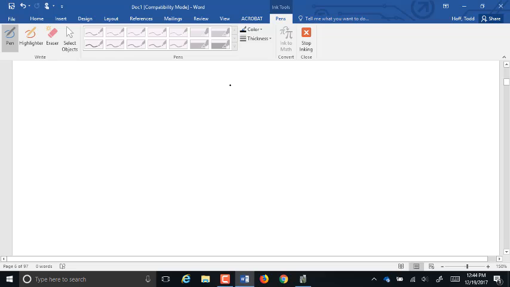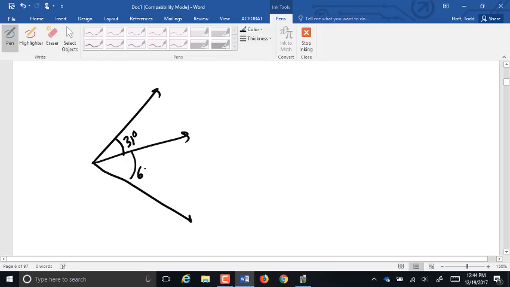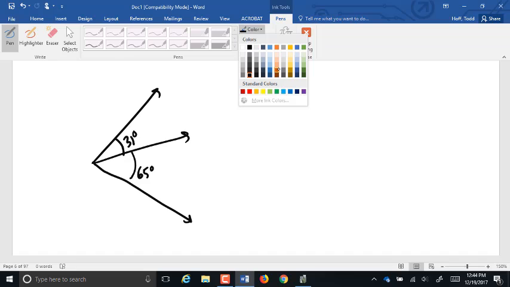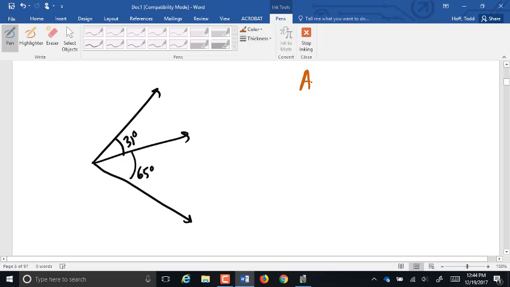So anyway, let's look at some relationships with our angles. So let's say we have an angle here. Let's call this one 31 degrees. And we create another ray, a third ray from the same vertex. Let's say this one here is 65 degrees. Two angles that share a vertex and a side are called adjacent.